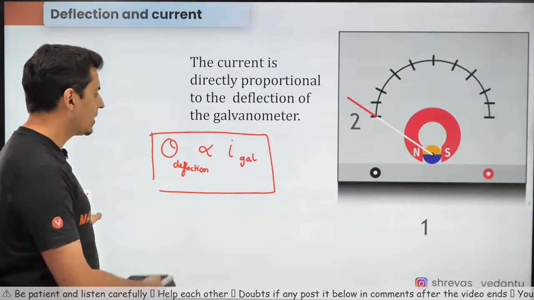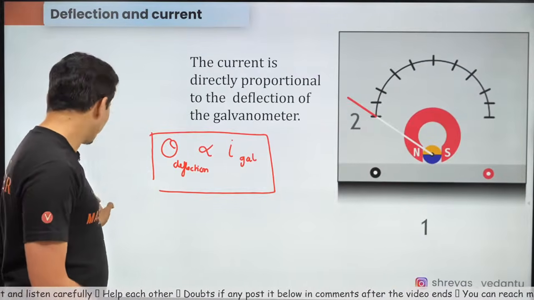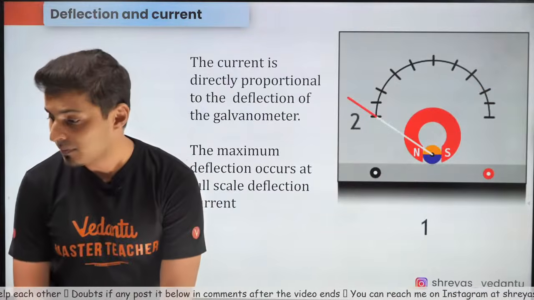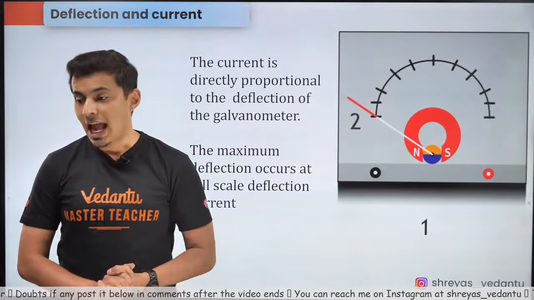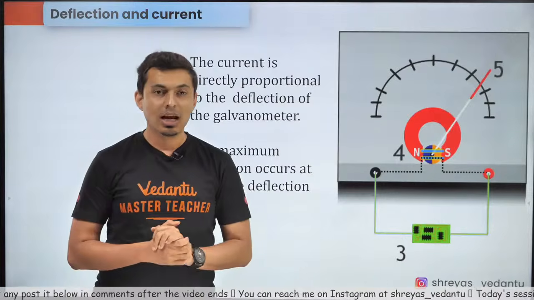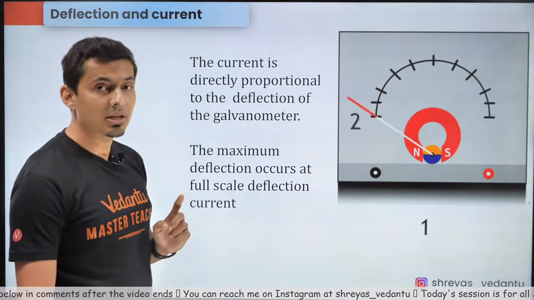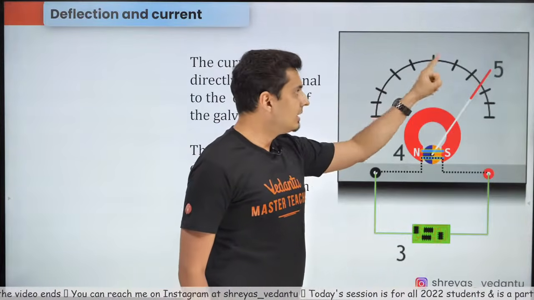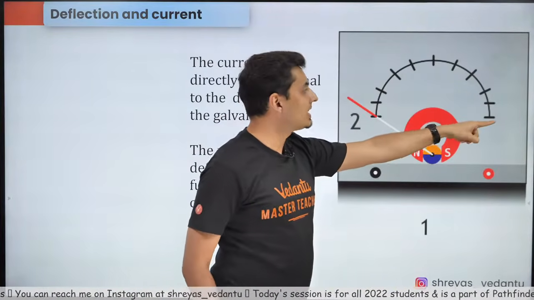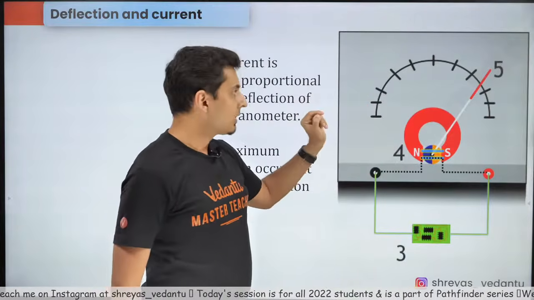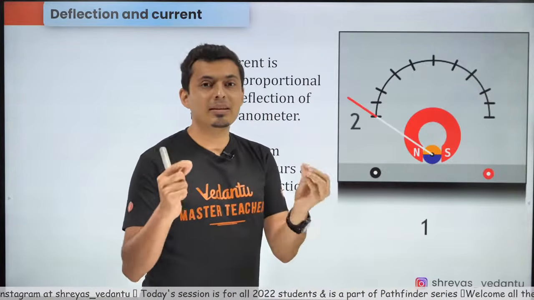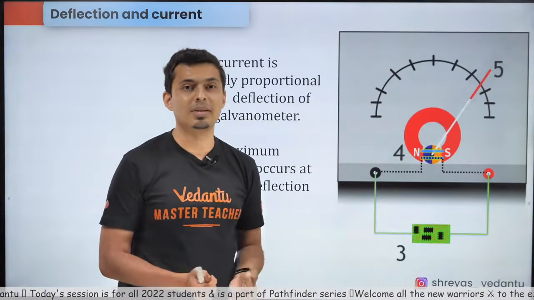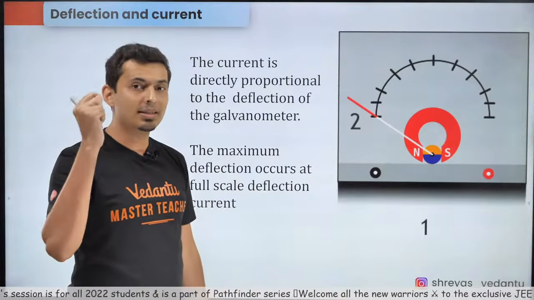So this is a very important relationship that we are going to study today. Now remember, every galvanometer has a particular limit, called the full scale deflection current. That means when the current passes, the needle deflects, but there is a limit till which it can deflect. Beyond that point, most likely the galvanometer is going to burn out because of excessive current and excessive heating.